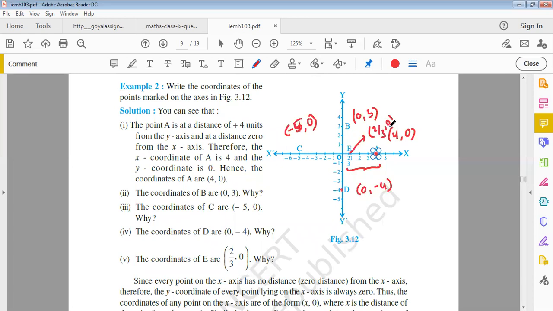Why is it 0? Because it lies on the x-axis. So, remember, whichever point lies on the x-axis, then you have to take it in the form of (x, 0), or put y value 0. Whenever the point lies on the y-axis, then take x value 0, or the form (0, y). Okay? Careful.